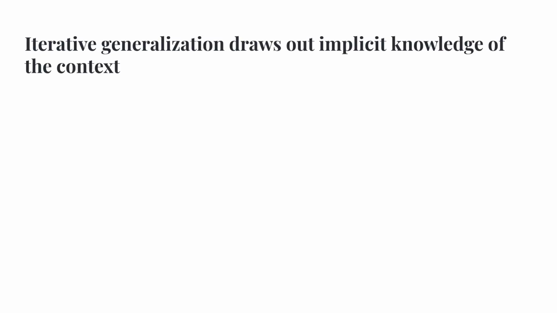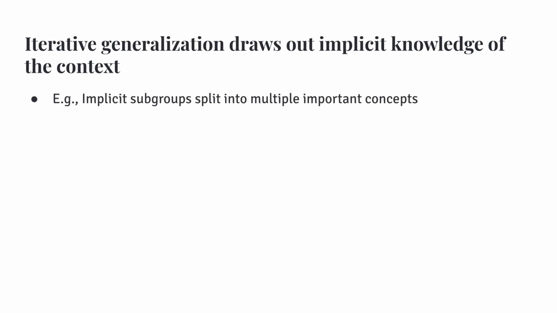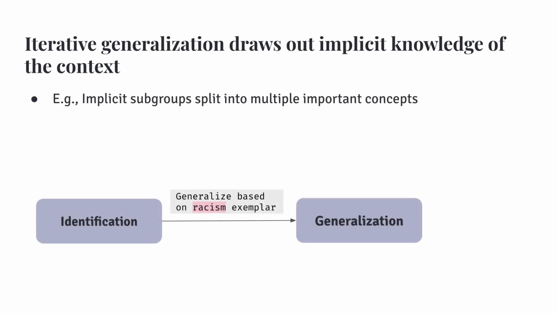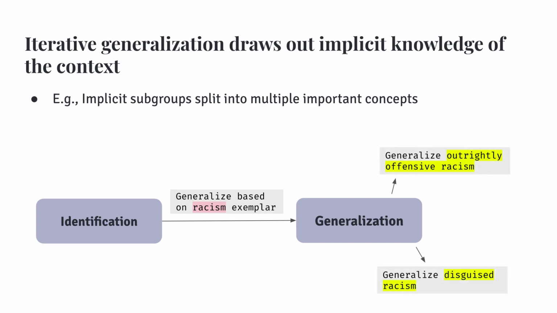So first, we found that the generalization process drew out participants' implicit or personal knowledge about what was important in their context. For example, one participant intended to create an example set representing racist comments. But while looking at the retrieved similar examples, she realized that to her, there was a distinction between comments that were outrightly offensive and those that disguised racist sentiments behind long arguments. And she wanted to examine each of these types of examples separately.